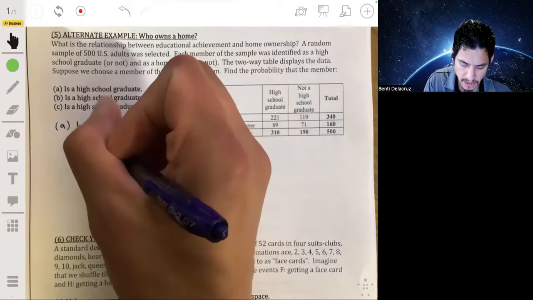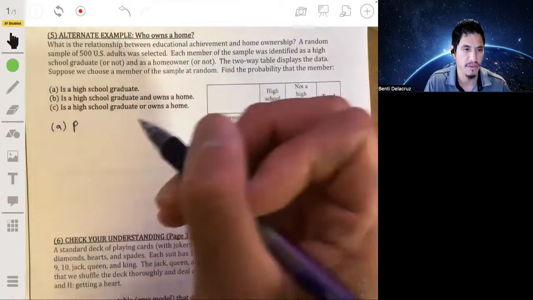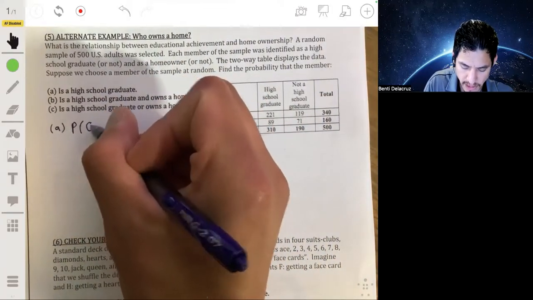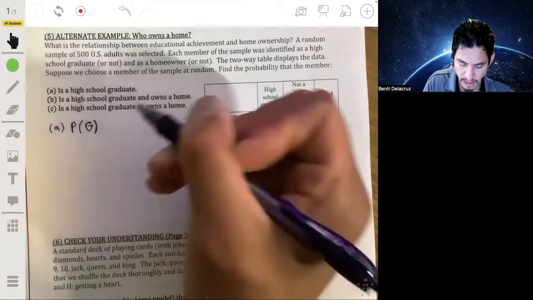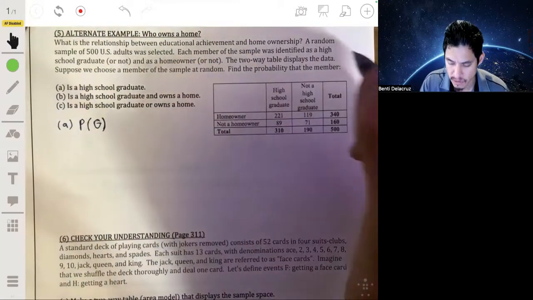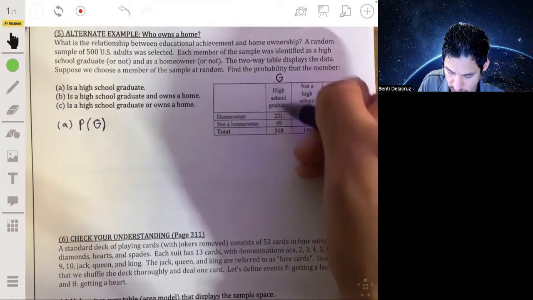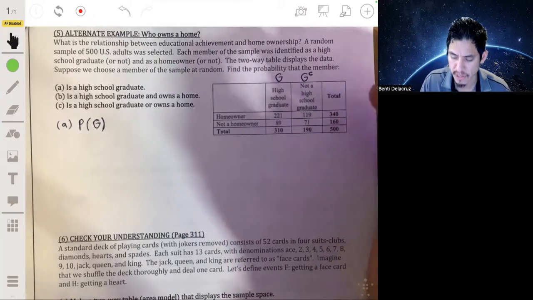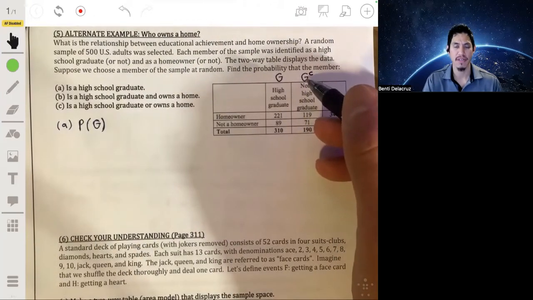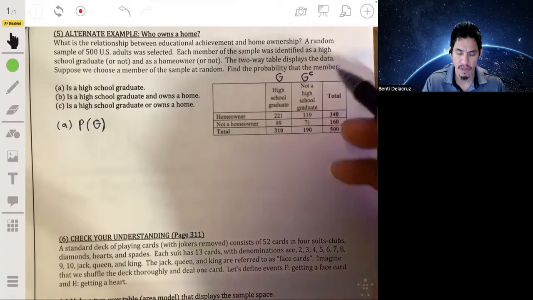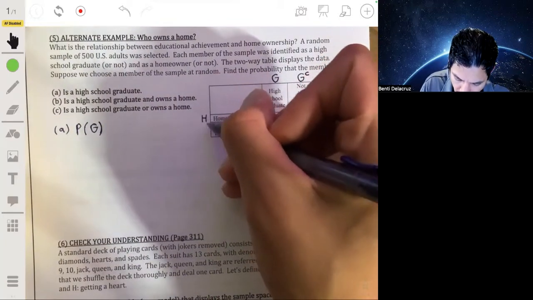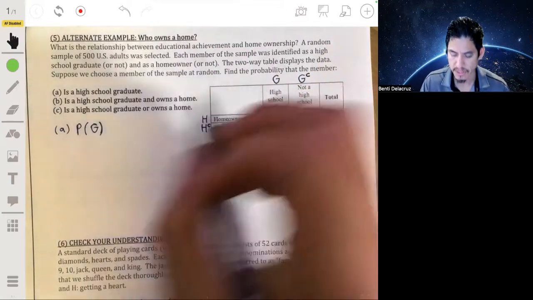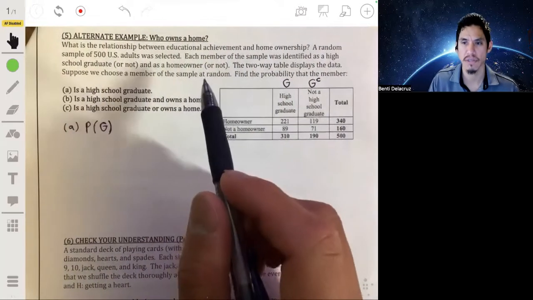Okay, so let's use some notation to make this easier to write. So we're going to find the probability of large G. Large G will represent being a high school graduate. So I'm going to put a large G to represent high school graduate here, and a not high school graduate will then be G complement, because remember, that means you're not G. And for homeowner, I'll put capital H, and for not a homeowner, I'll put H complement. That way, it's going to be a little easier to write our notation when we're solving this.